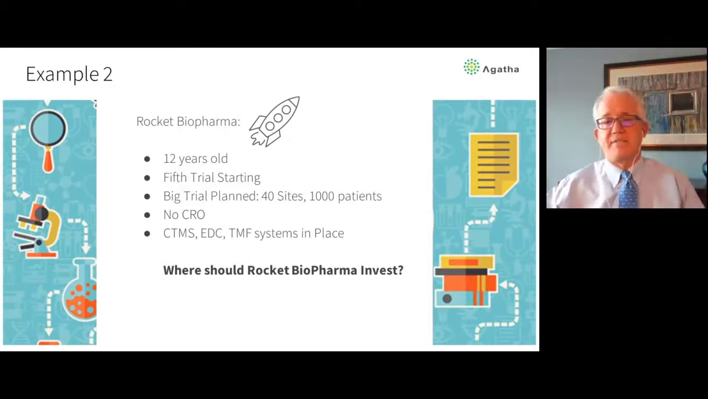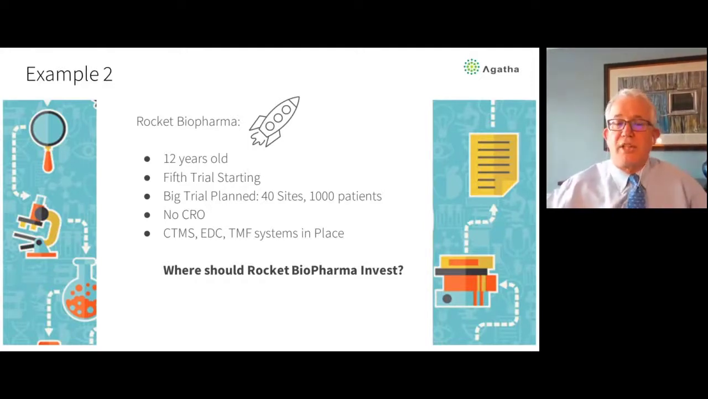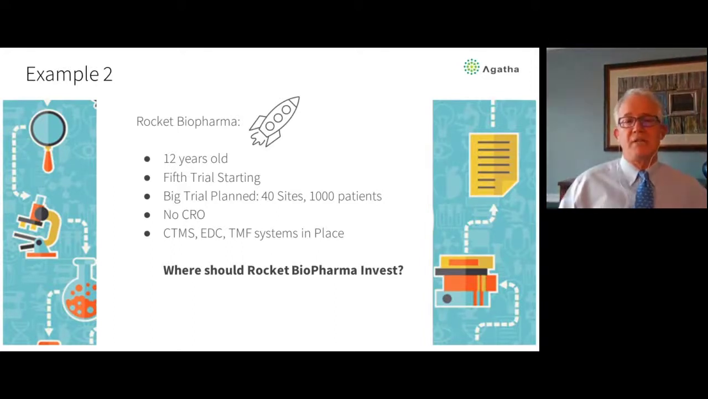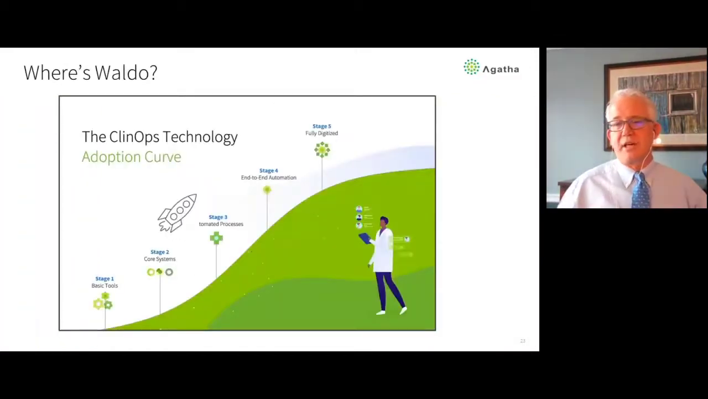And they have lots of systems in place. They have a CTMS, an EDC, a TMF system in place. So where should they invest next based on what they're doing? Again, we need to look at where they are in the curve, look at current state, future state. Let's look at where they are in the curve. What do we know? They have these core systems in place. So they're pretty well getting reasonably along the technology adoption curve.